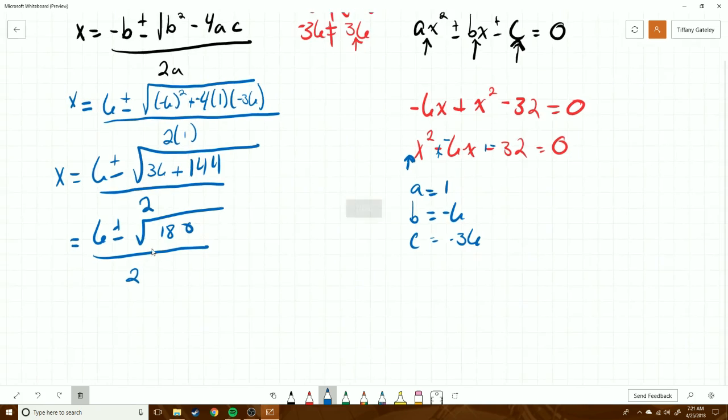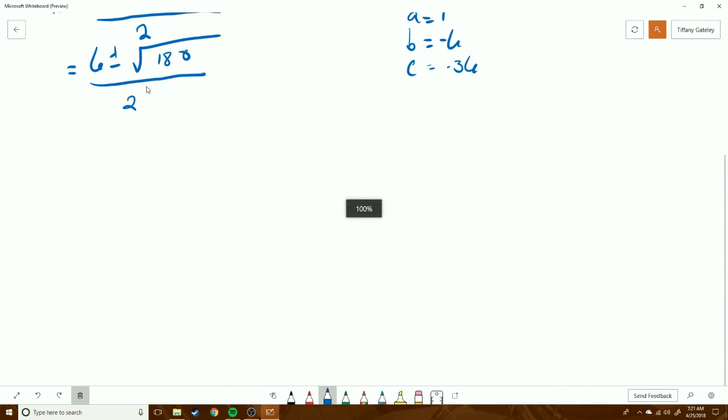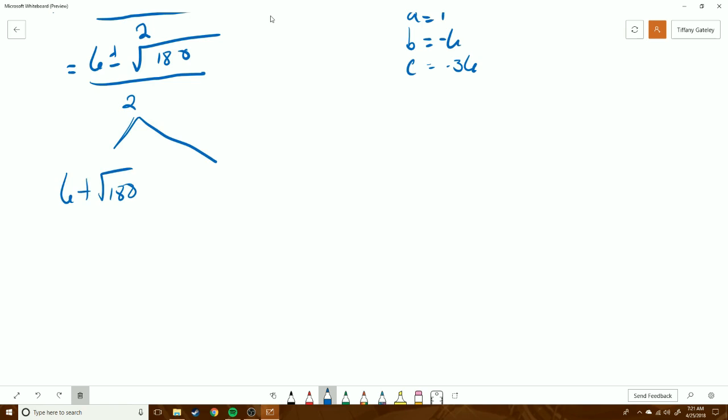Now at this point in your equation, if you're showing this by hand and you want to make sure you're doing both of these, I would split this into two equations. So you have 6 plus the square root divided by 2 on one side, or 6 minus the square root on the other. So x equals 6 plus that divided by 2, or 6 minus that divided by 2. And then you just plug that into your calculator.